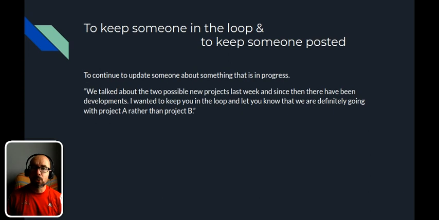Two ones that mean more or less the same thing, not exactly the same thing, but more or less the same thing. To keep someone in the loop and to keep someone posted. This is to continue to update someone about something that is in progress, something that's happening. We talked about the two possible new projects last week, and since then there have been developments. I wanted to keep you in the loop and let you know that we are definitely going with Project A rather than Project B. So in this case, we're keeping the person in the picture. We're updating them with information because something has changed.